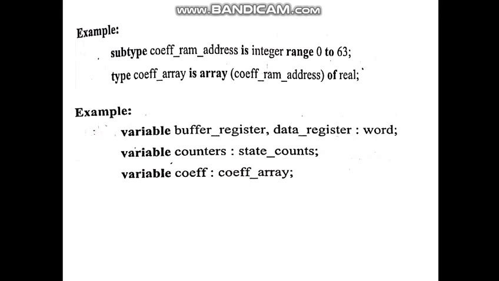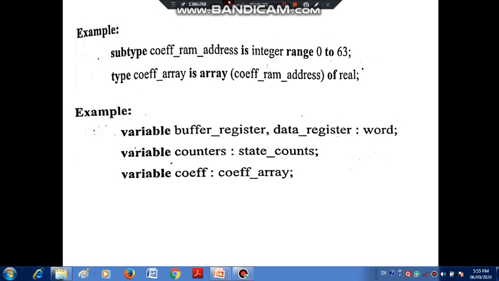An array object can also be used as a single composite object, such as the data register, which is also called the buffer register. So this is all about a one-dimensional array. We will see different examples of one-dimensional arrays and multi-dimensional arrays in detail.